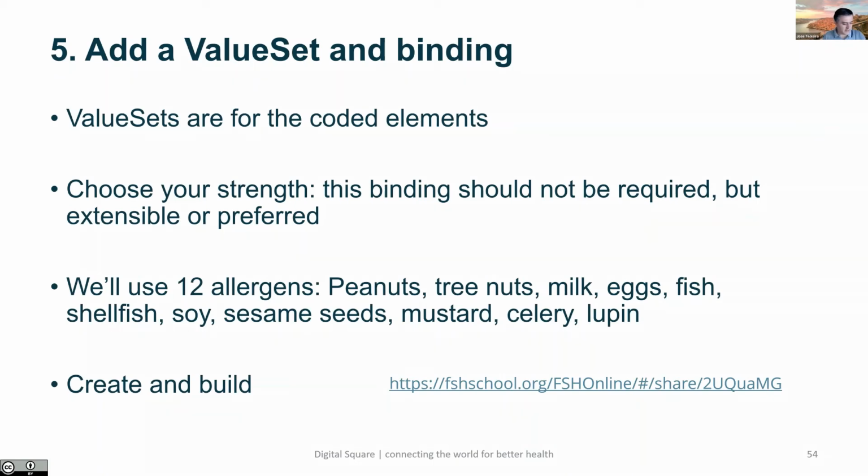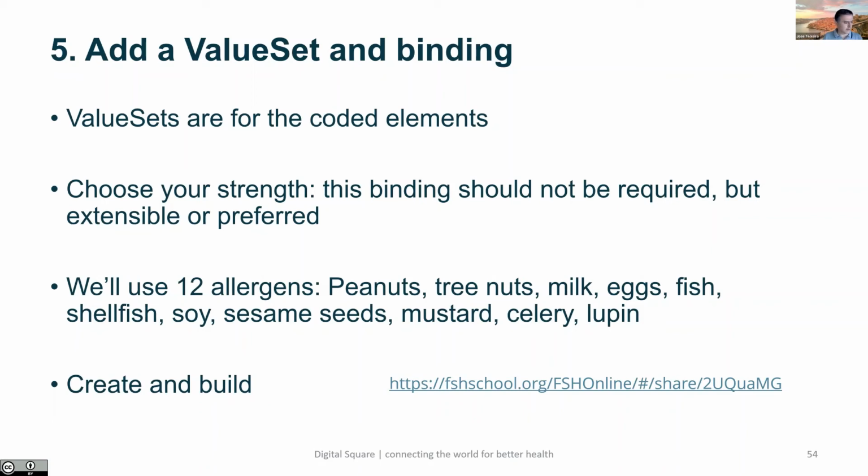I mean, I'm taking some decisions as we would need to validate them with the stakeholders. But if the stakeholders say, no, we don't want anyone to report any lemon allergy, we just want those 12 allergens, that's fine. But in this case, I chose to have an extensible or preferred binding because we don't want to be too strict on that. And let's say we use these 12 allergens: peanuts, tree nuts, milk, eggs, fish. So these ones that are here.